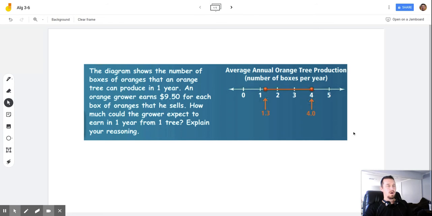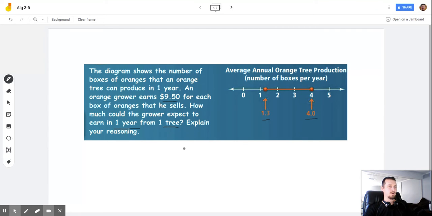Okay, so hopefully you realize that the orange grower is getting $9.50 for each box, and we want to know how much you could earn in 1 year from one tree. Well, on average, the tree produces anywhere between 1.3 boxes and 4 boxes.